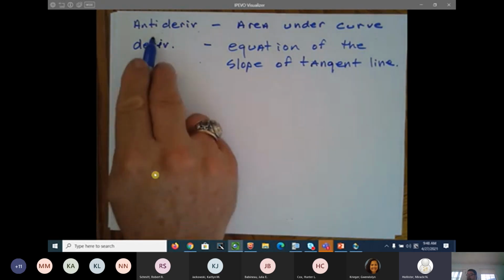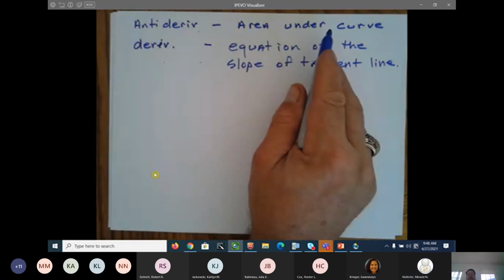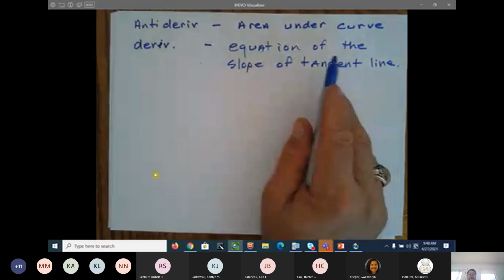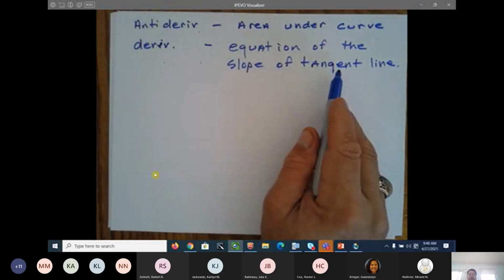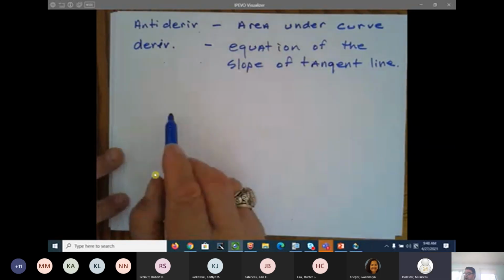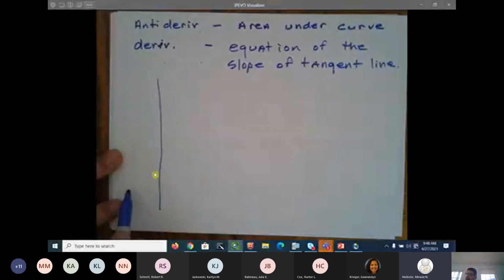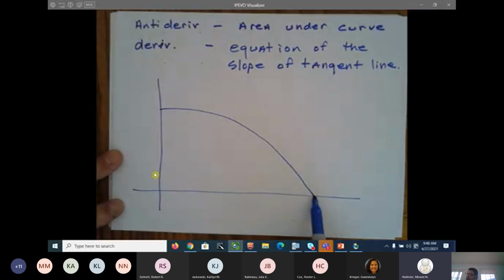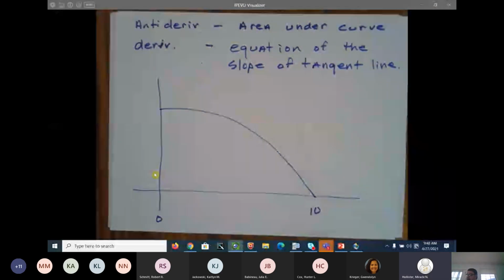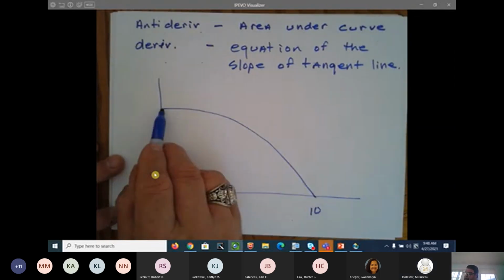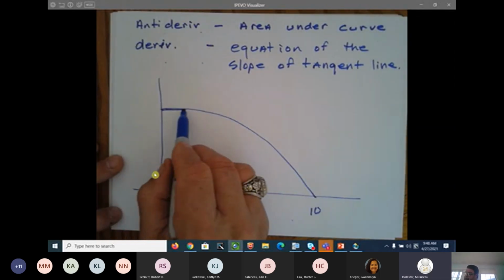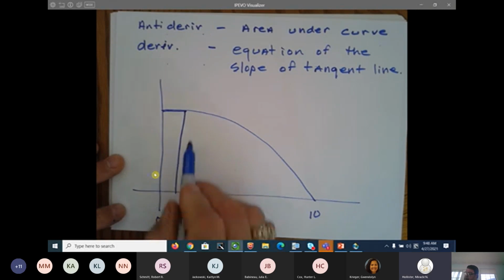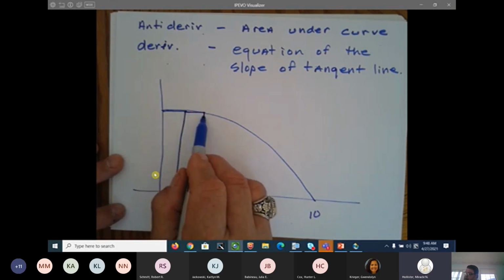Okay, so the antiderivative is the area under a curve. The derivative is the equation of the slope of the tangent line. So if I've got a curve, let's say I've got a curve that looks like this, and this is 0 and this is 10, I could fill up this area right here with boxes.